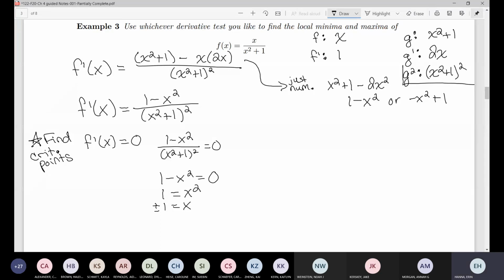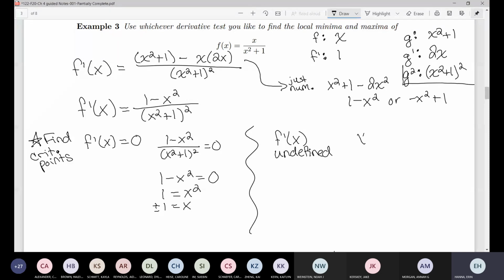We're done for f prime being zero. We have a denominator in this case, so we need to consider f prime of x undefined, which I'll just do off here. If you have a denominator, we need to consider this case. If there's no denominator, you can skip this step.